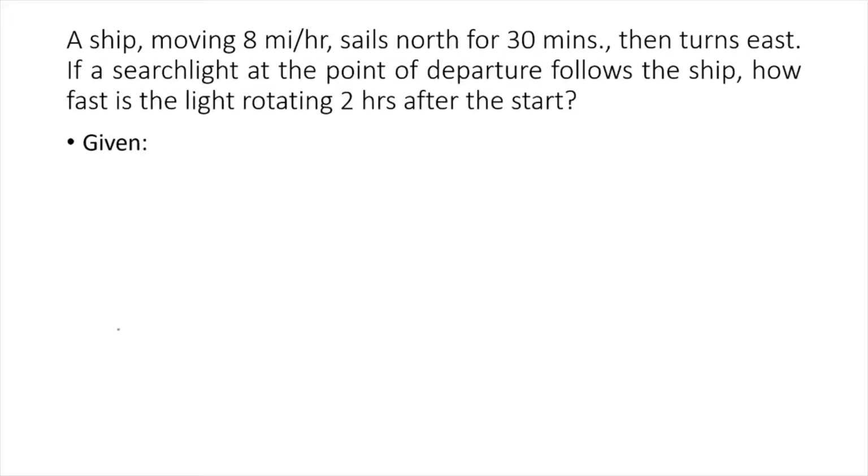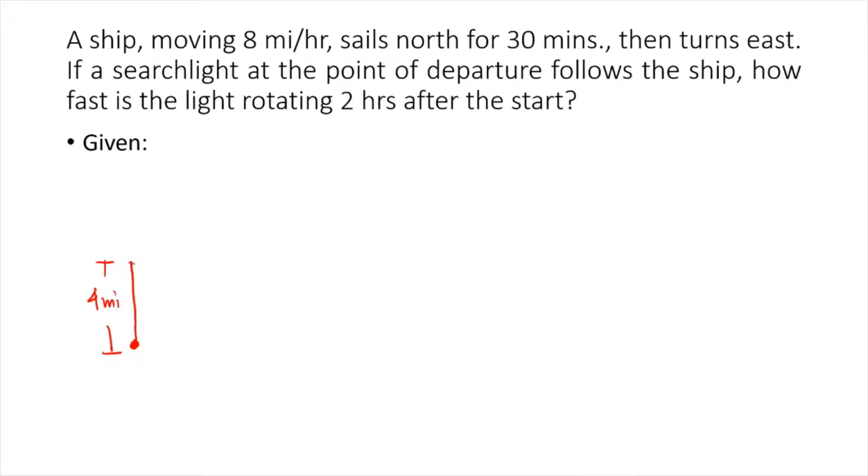Let's say this is the point of departure. This is also where the searchlight is located. The ship sailed north for 30 minutes. So he covered a distance of 8 miles per hour times 30 minutes. So that would be 0.5 hours. Okay, so 0.5 times 8 miles per hour. This is 4 miles, right?